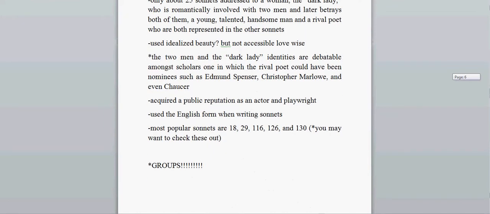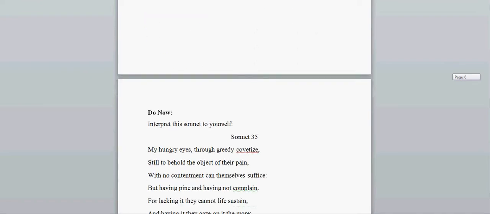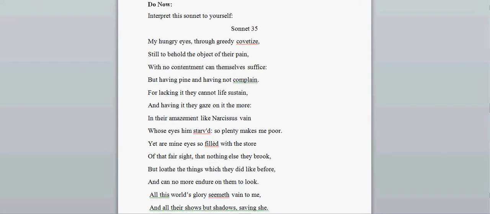I talked about William Shakespeare. After that, we got into groups so they could work together, and I had sonnets that they worked on in their groups. For the next do now, which was a couple of days later, this was Sonnet 35. We talked about how to interpret a sonnet.